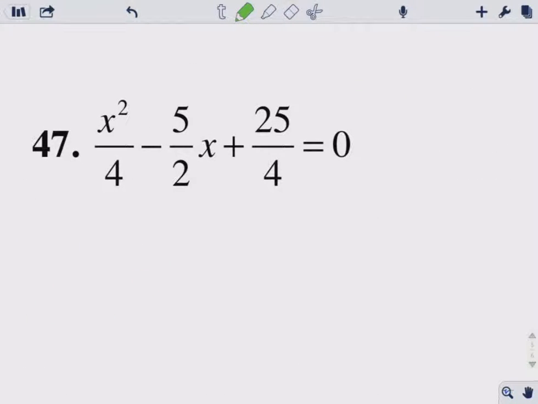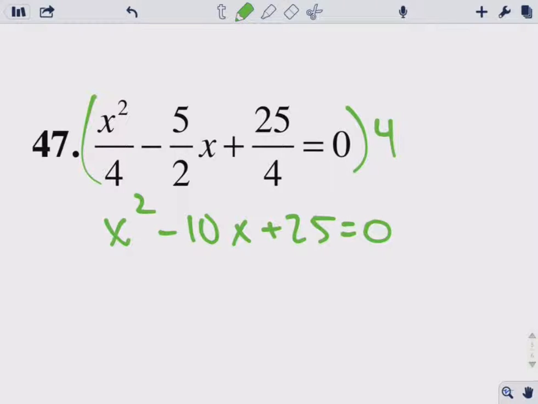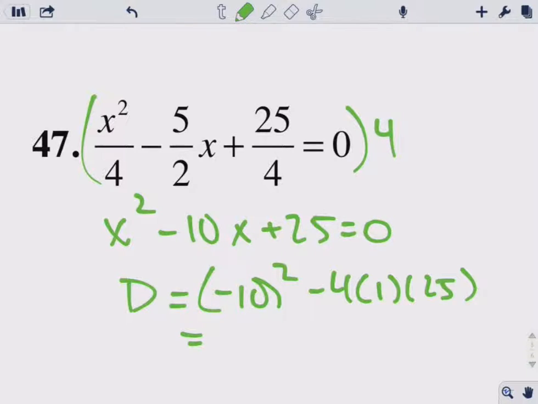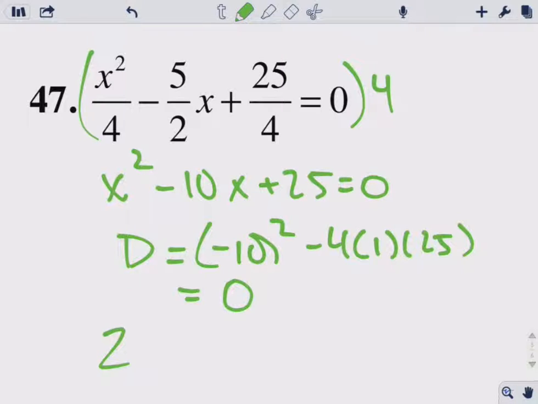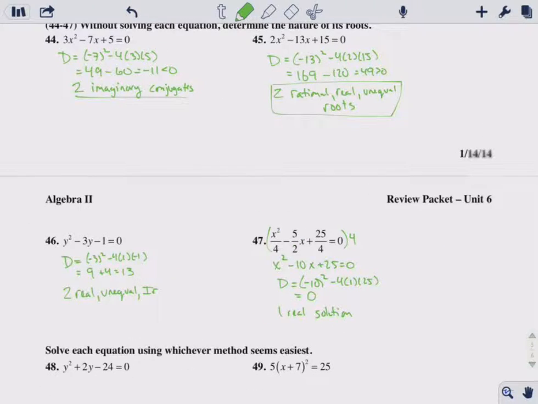Same type of thing. Okay, I'm going to make this one a little bit easier. An equivalent expression means I multiply by 4, so that's x squared minus 10x plus 25 is equal to 0. And we can do that to make our life a little bit easier. Now let's find the discriminant. D is equal to negative 10 squared minus 4 times 1 times 25, which is 100 minus 100, or 0. So that means 1 real solution. It's a double root. It's the same thing. So that works out for that one.